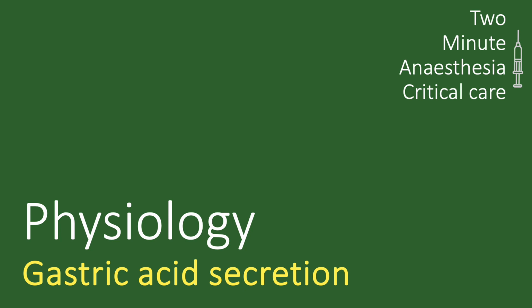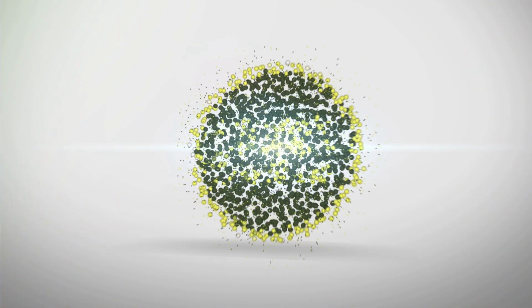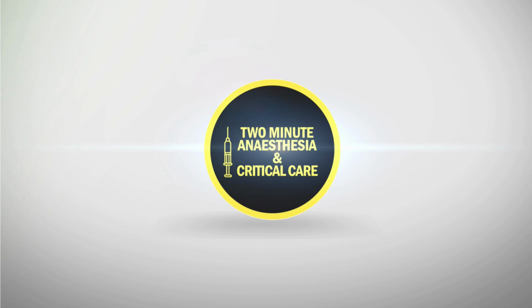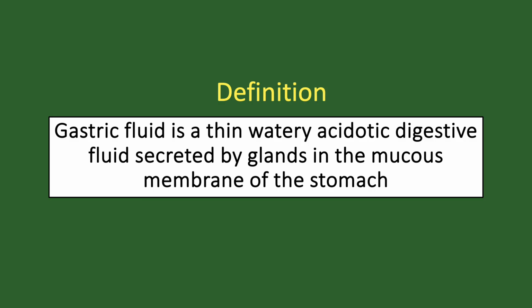Today we're going to investigate the mechanisms of gastric acid production, regulation, and the effects of pharmacological regulation of these pathways. First of all, it's important to define gastric fluid or gastric juice, which is a thin, watery, acidic digestive fluid secreted by glands in the mucous membrane of the stomach.